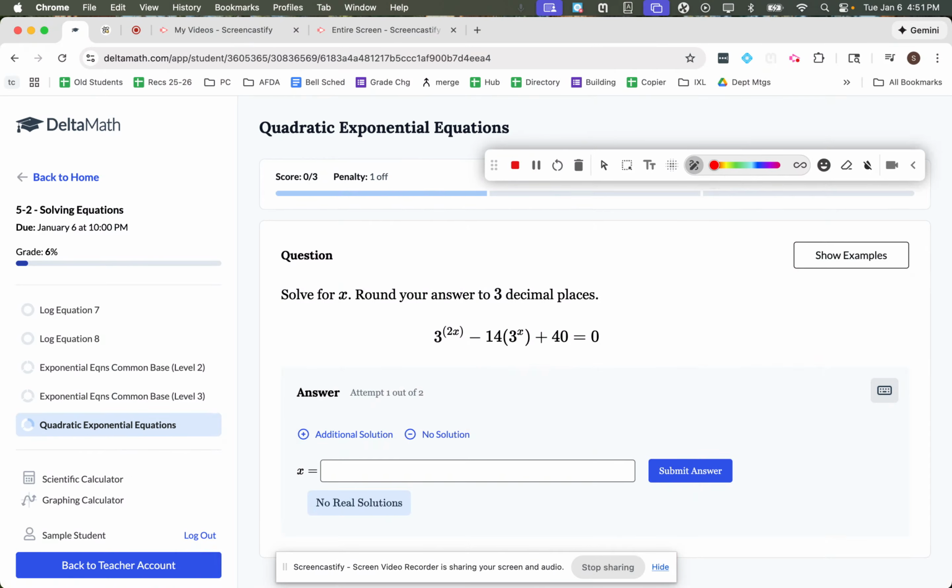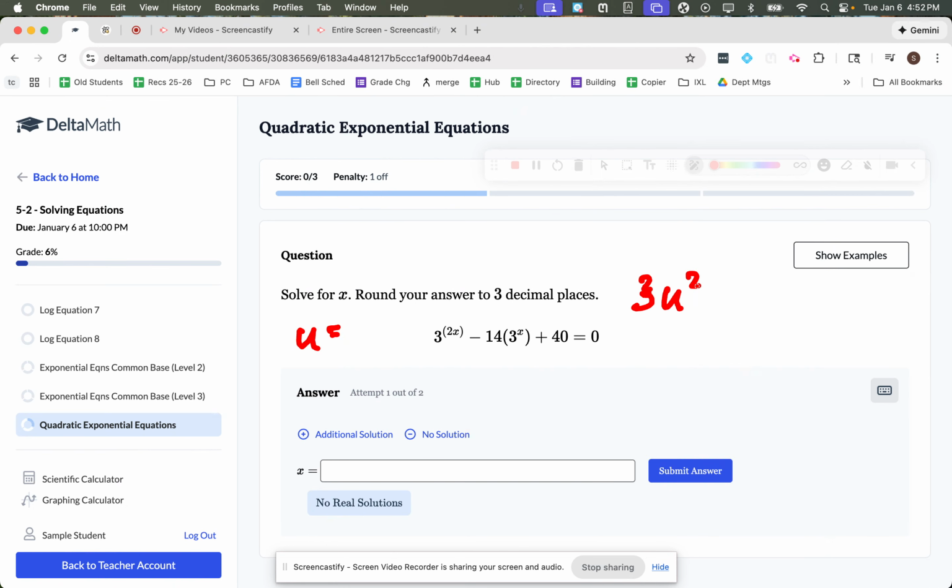Okay, I am going to create something, and I'm going to call it u, such that when I use the u, the u is going to be what we called the x in the quadratic equation, in the quadratic form. 3u squared. It's going to look like this in the end. 14u plus 40 equals 0. And I'm going to solve for u.